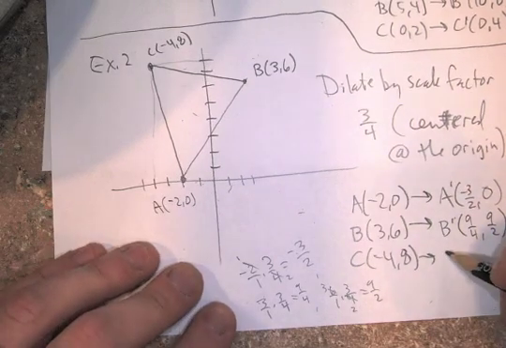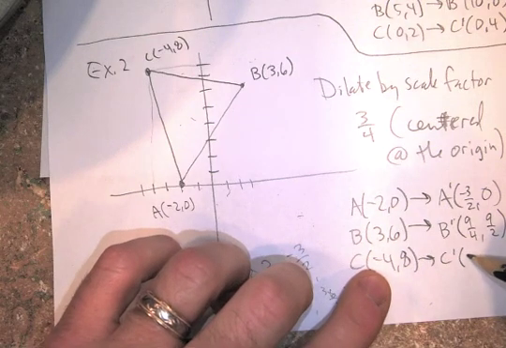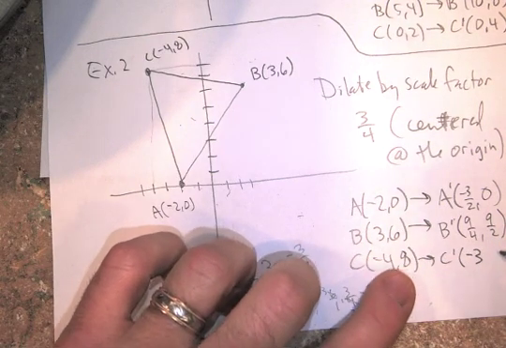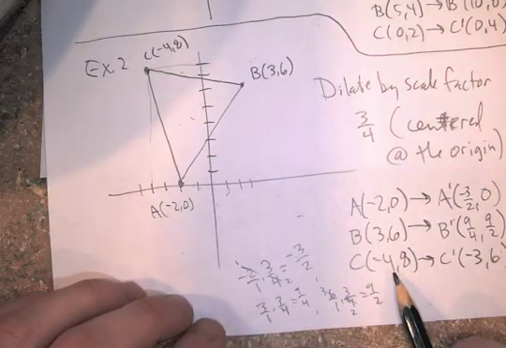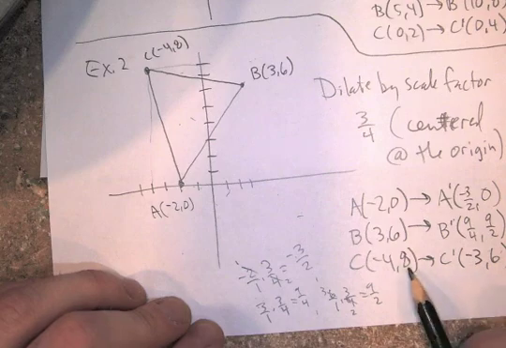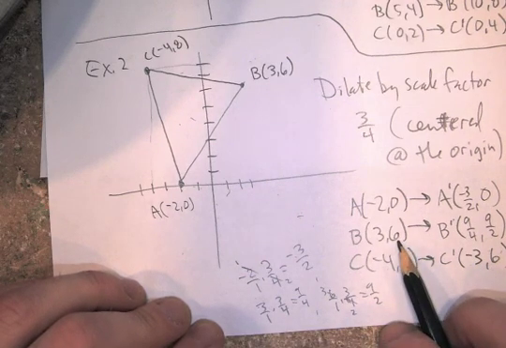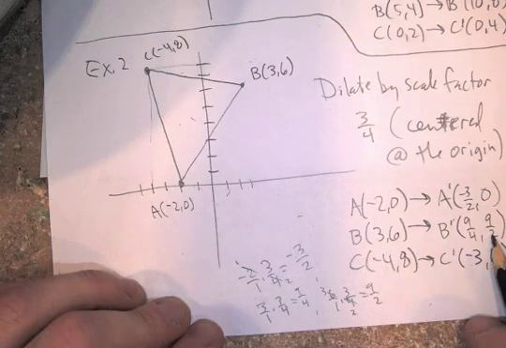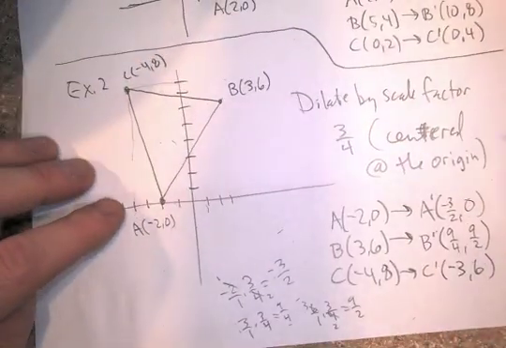Okay, and then down here, you could go through the same process, but I do know that 4 times 3/4 is just 3, and 3/4 of 8 is 6. You're really just taking 3/4. What's 3/4 of 4? 3. What's 3/4 of 8? 6. What's 3/4 of 6? 4.5. So if you can do mental math on that, that's good. Okay, let's graph her out.